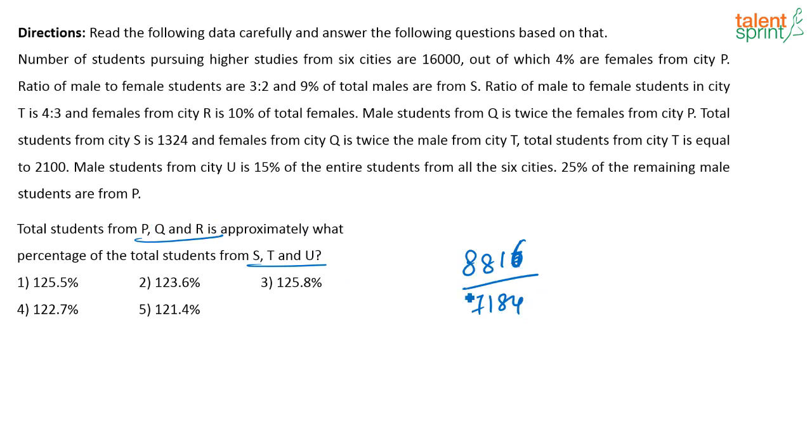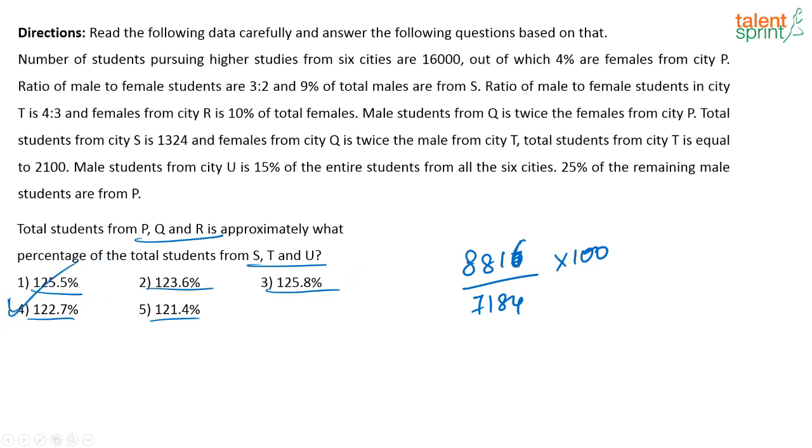Total students divided by total students from S, T and U. What percentage is this? See here again, if you look at the options, options are very close. So we cannot approximate. We will have to find more or less the correct answer. Yes. So this question might be a bit more calculative. For questions wherein such calculations are there, if you feel it is taking too much time, maybe keep it towards the end. So actually when you solve it, I think you should get the answer as 122.7.